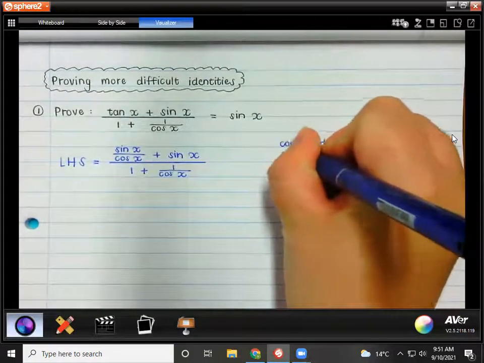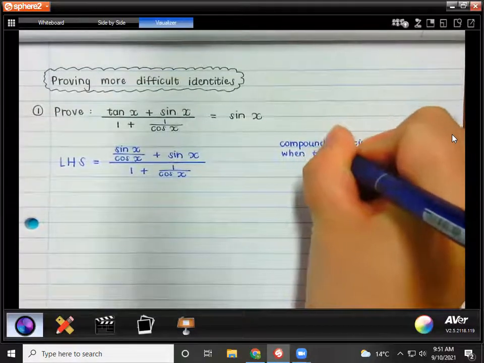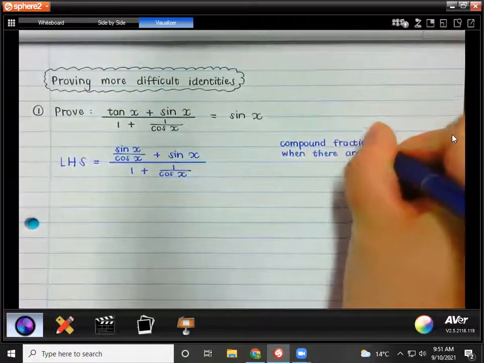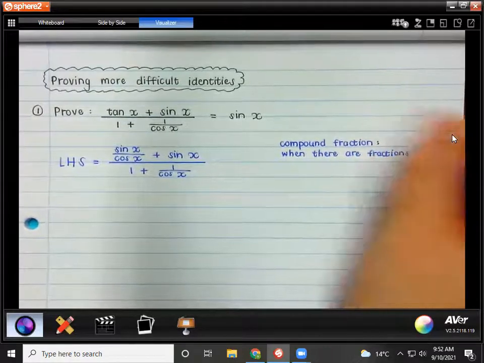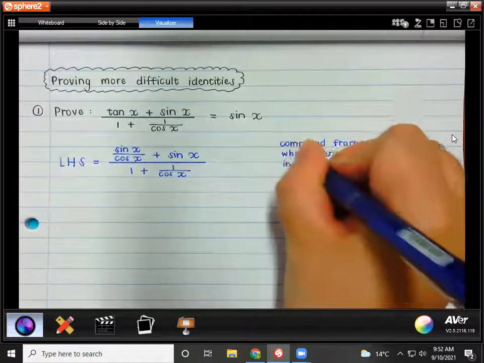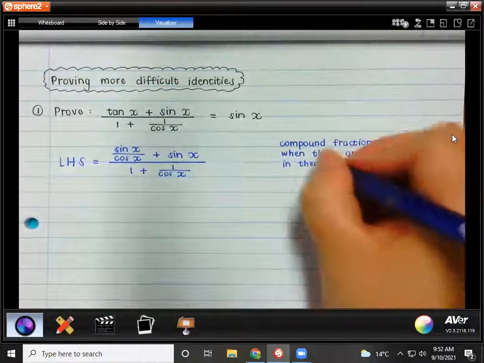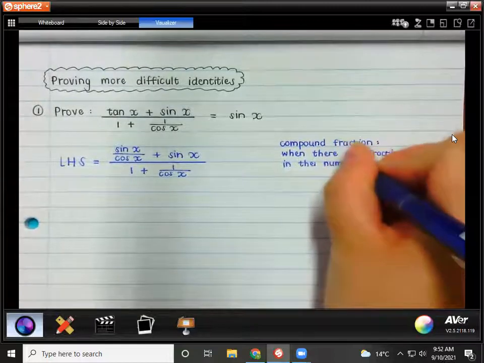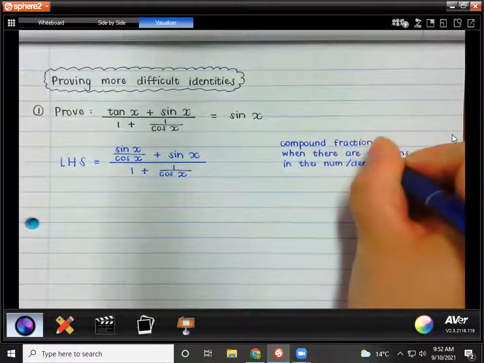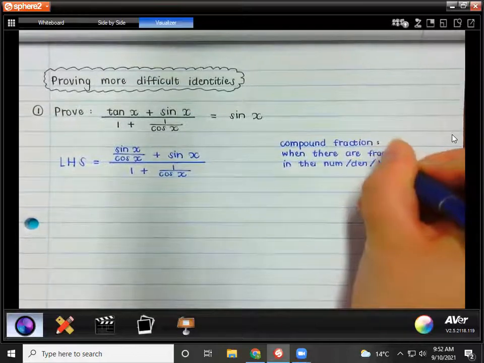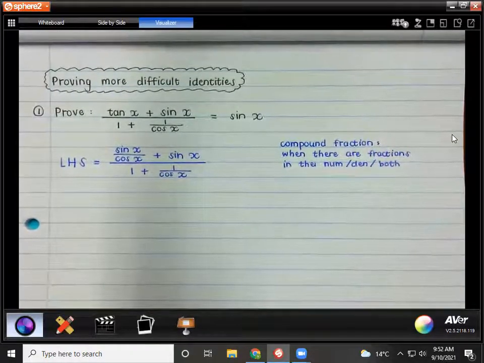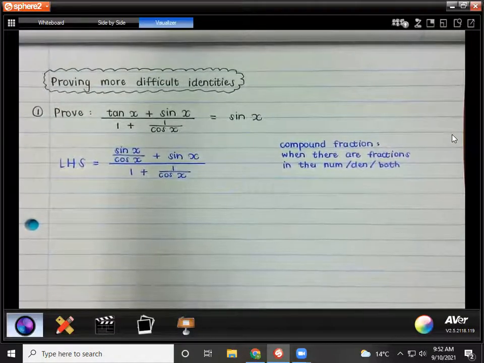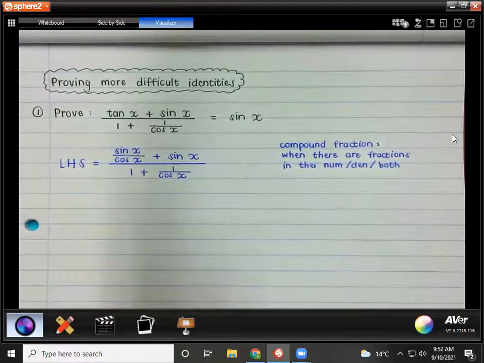when there are fractions in the numerator, denominator, or both. Okay, so even if you just have one fraction in the numerator, it's still called a compound fraction because you have fractions within fractions. All right, now the way of solving this, we might have done it in different topics.